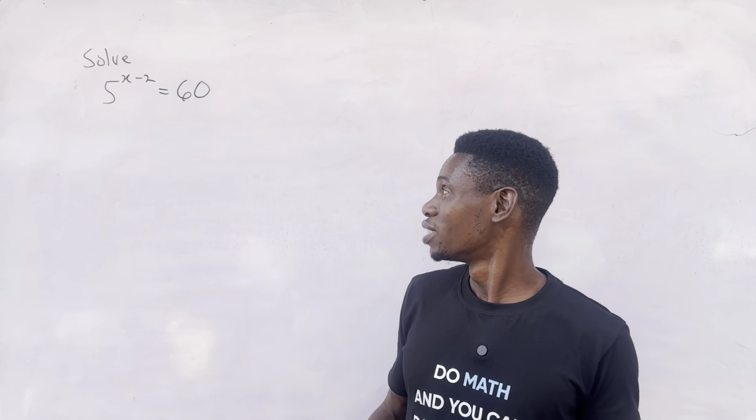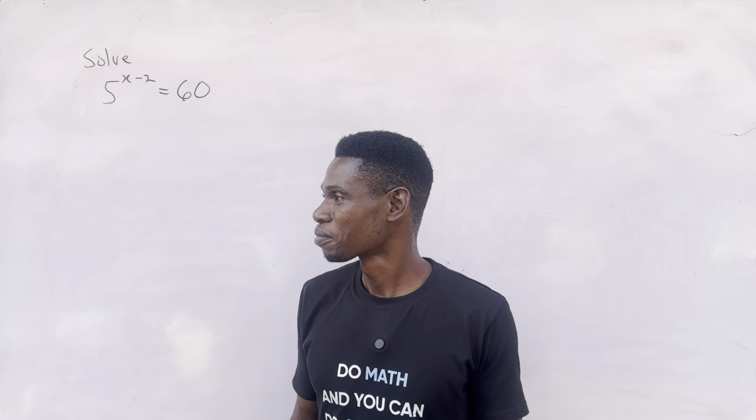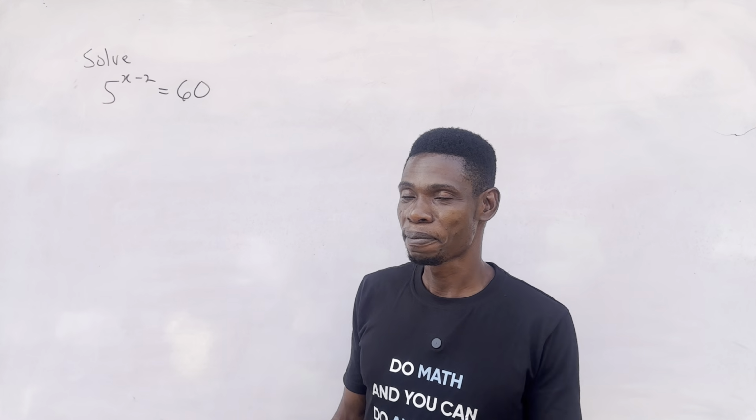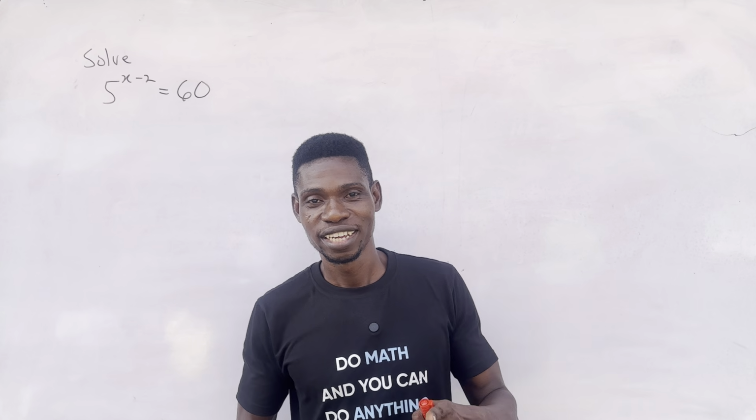Today we are going to be solving this exponential equation that says 5 raised to power x minus 2 is equal to 60. If you're excited to solve with me, let's go.